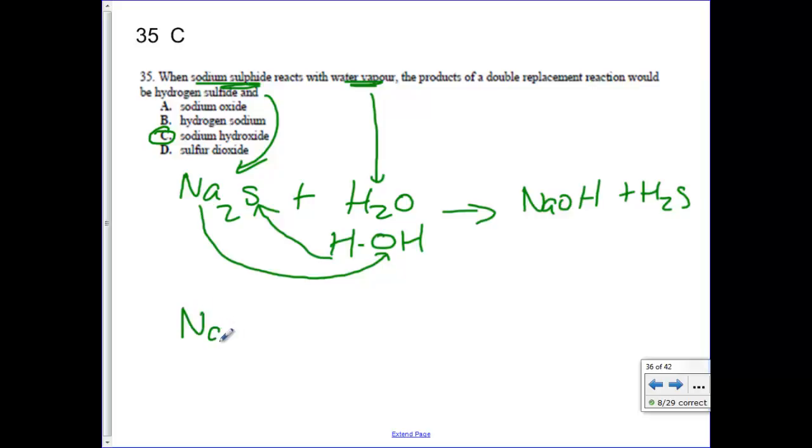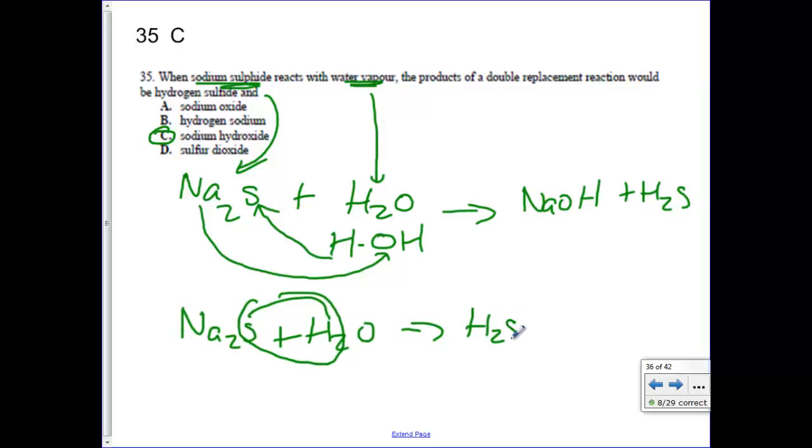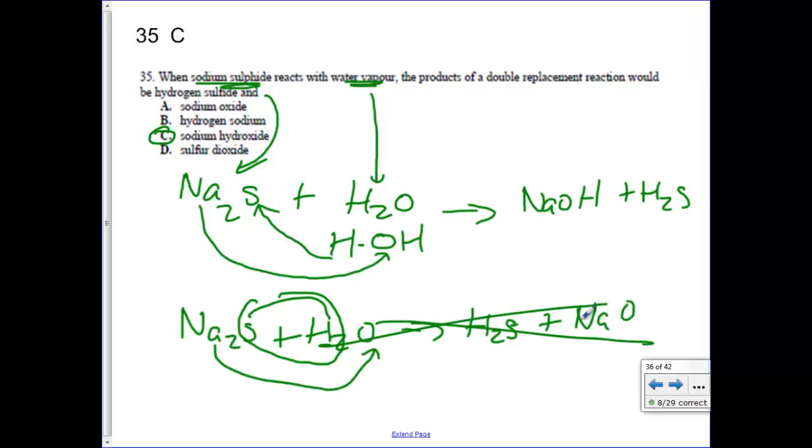A lot of people, if they get this one wrong, they try doing this. They try to go Na2S plus H2O, and they make the H2 and the S go together. And they try to make the Na and the O go together, and they say it should be NaO. But that's actually not how water works. Water is an H and an OH. So the actual answer is sodium hydroxide, not just sodium oxide. That's exactly right. You did the sodium oxide?